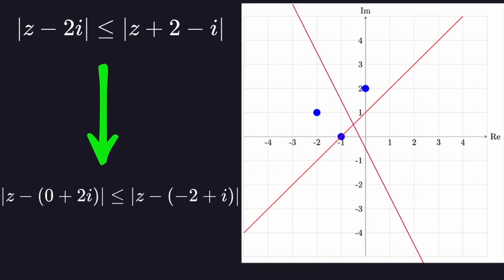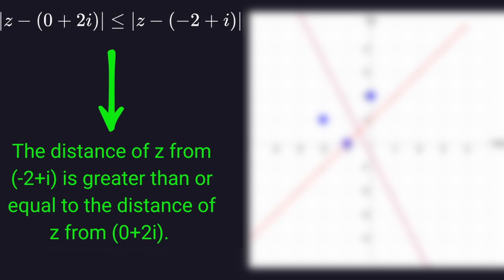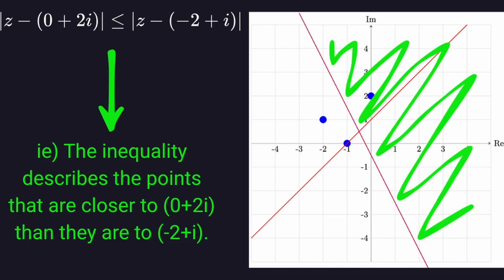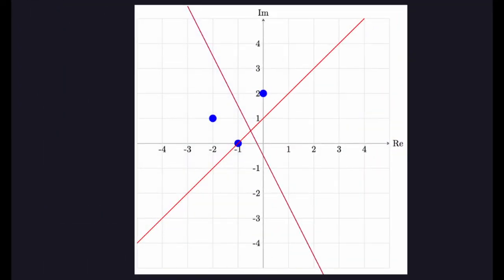Now, pay attention, because this is a bit where you can easily slip up. What this inequality is saying is that the distance of z from -2 plus i is greater than or equal to the distance of z from 0 plus 2i. This means that the inequality describes the points that are closer to 0 plus 2i than they are to -2 plus i. Combining both inequalities then gives us the following.